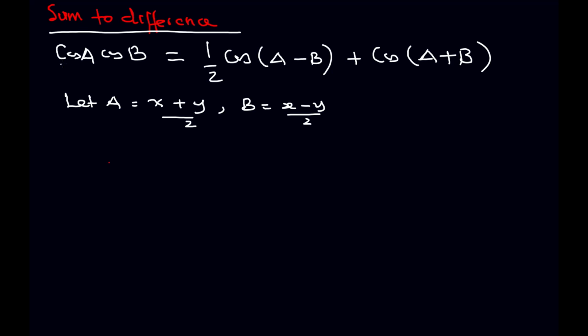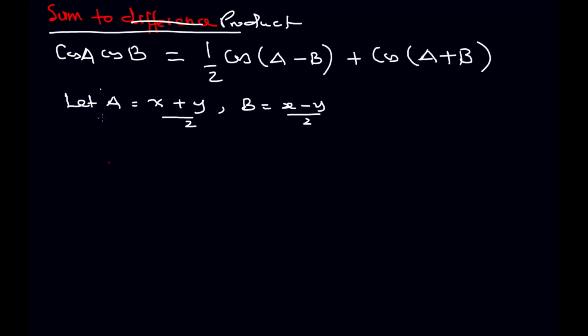So remember, this is what we called product to sum. We have the sum there, then we have the product here: cos A times cos B. In order for us to change this to sum to product, we are going to have to introduce something new.